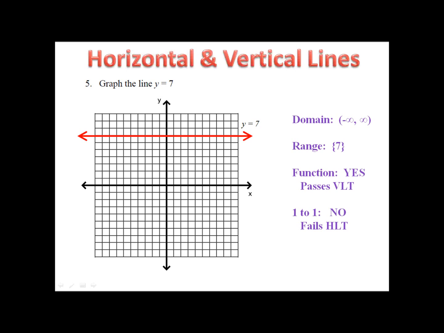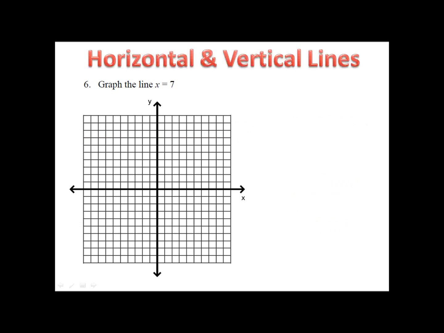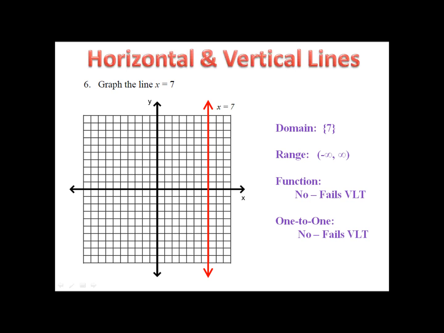In our final example, they ask us to construct the graph x equals 7. X equals 7 will pass through the x-axis at 7. Notice that this line has undefined slope. It's like the roller coaster running into a wall. The domain is simply 7. The only x value I can plug into the machine is 7. The range, however, is from negative infinity to positive infinity. It does go up infinitely and down infinitely.